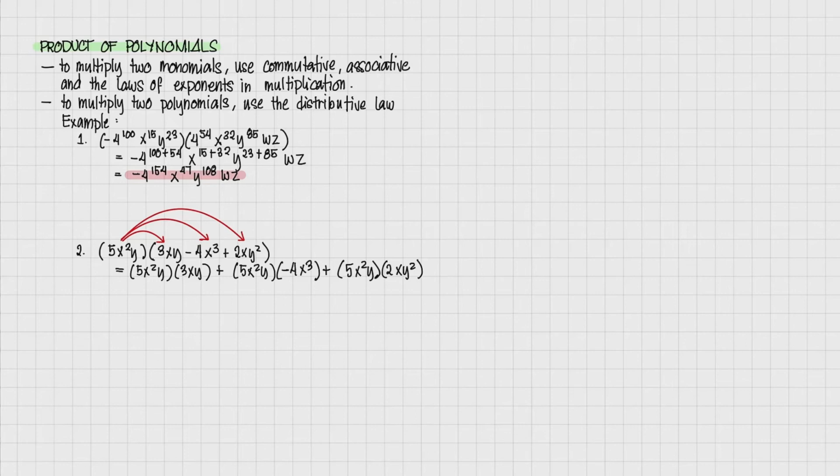So, simplify lang natin to. We get 15x cubed y squared plus, no, that's minus, kasi you have positive 5 times negative 4. So, you get negative 20 times x raised to 5 times y plus 10 times x cubed times y cubed.